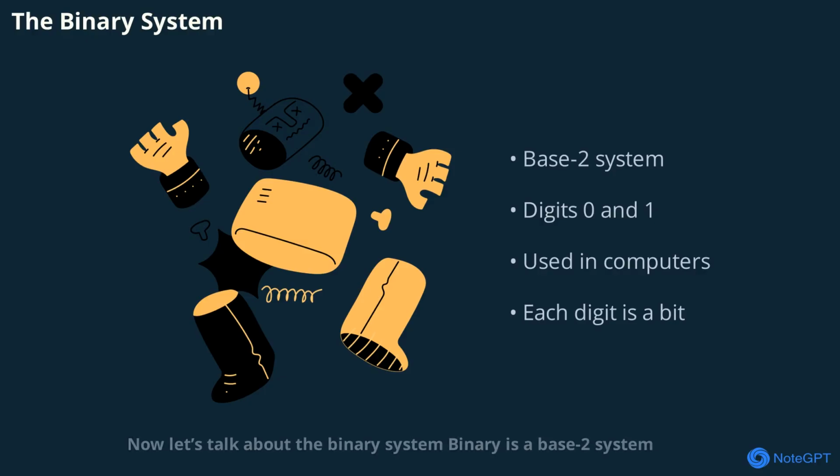Now let's talk about the binary system. Binary is a base 2 system, which means it uses only two digits, 0 and 1. This system is used by computers to process information. Each digit in binary is called a bit. Even though it seems simple, binary can represent any number just like decimal. Computers use binary because it's easy to represent two states, on and off. Understanding binary is important if you're interested in technology or computer science.